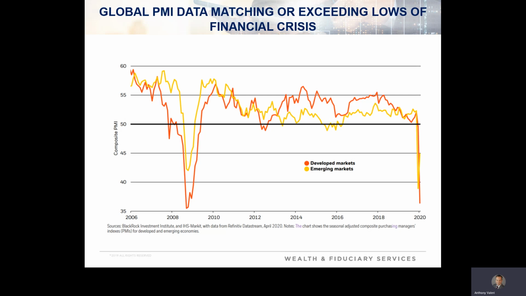But first, take a look at some of the economic data. PMI data, which is Purchasing Managers Index data from around the globe, has been very weak, either matching or exceeding the lows of the 2008 financial crisis. This is the overall PMI from both developed markets and emerging market economies. This is comprised of both the service sector and factory sector, manufacturing. Manufacturing has generally held up better, and the real damage has come to the service sector, especially hospitality and travel industries.